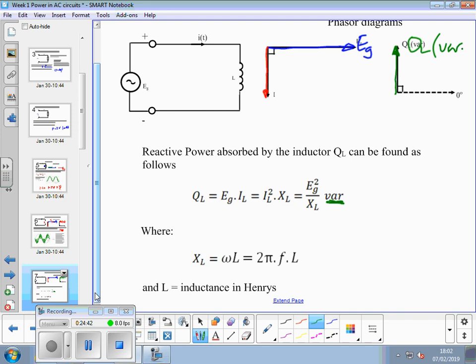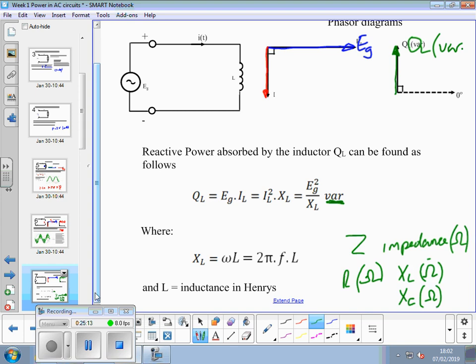The overall term for opposition to current flow in an AC circuit is Z, impedance, in ohms. We've got R, also in ohms, XL in ohms, and XC also in ohms.